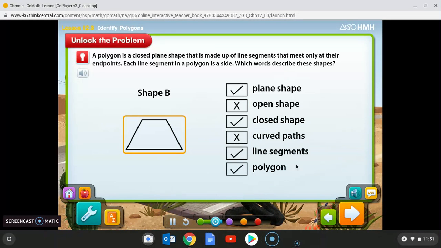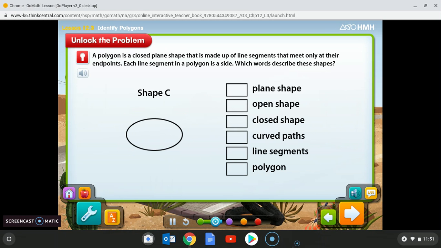Yes. Now, the yes to the polygon means that we can describe this shape, and the shape is actually called a quadrilateral. 1, 2, 3, 4 sides, 1, 2, 3, 4 angles. So that special word is a quadrilateral. So let's do another example.